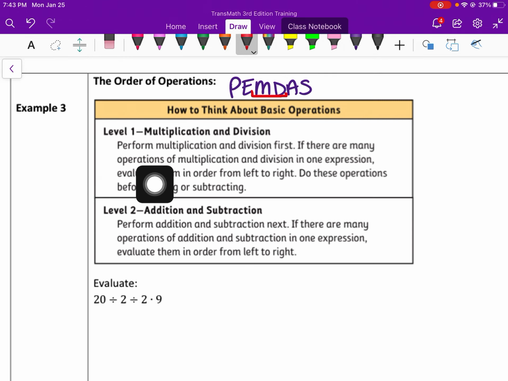If there are many operations of multiplication and division in one expression, you evaluate them in order from left to right. Do these operations before adding or subtracting. So very important is that we do them in order from left to right, and that we do them before adding or subtracting. And then level 2 is addition or subtraction. We perform addition and subtraction next. If there are many operations of addition and subtraction in one expression, you evaluate them in order, again from left to right.